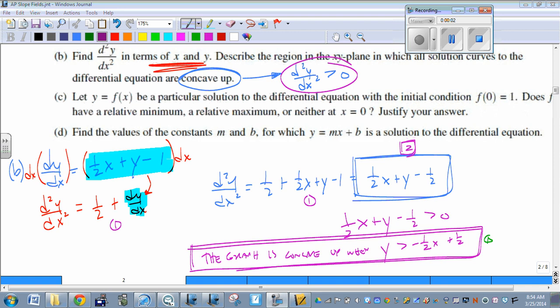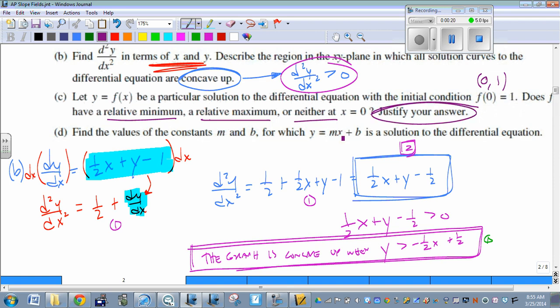So again, for part C, y equals f of x is that original solution, original equation, when x is 0 and y is 1. It goes through that point. We want to figure out, is there a relative minimum, relative maximum, or neither at x equals 0? And don't forget to justify your answer. A lot of times you guys don't justify your answer and lose that point on the AP worksheets.